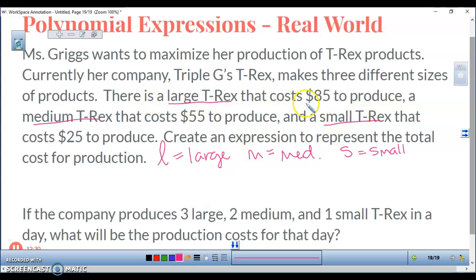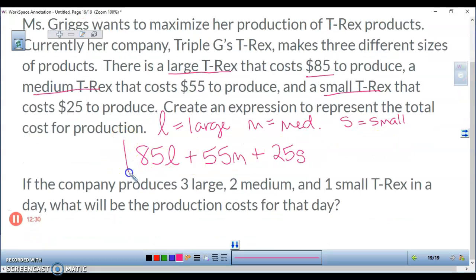So my large T-Rex cost $85, so that would be 85 for my large ones, plus 55 for my medium, plus 25 for the small T-Rex. This is my expression. I'm just representing my variables as letters to match each product, each different one.